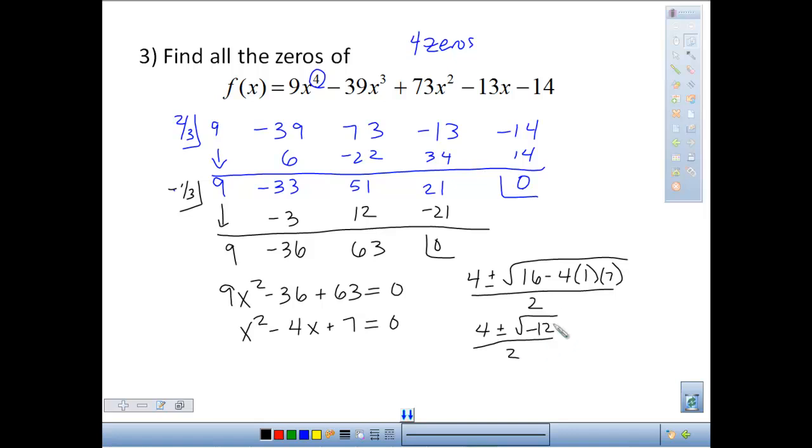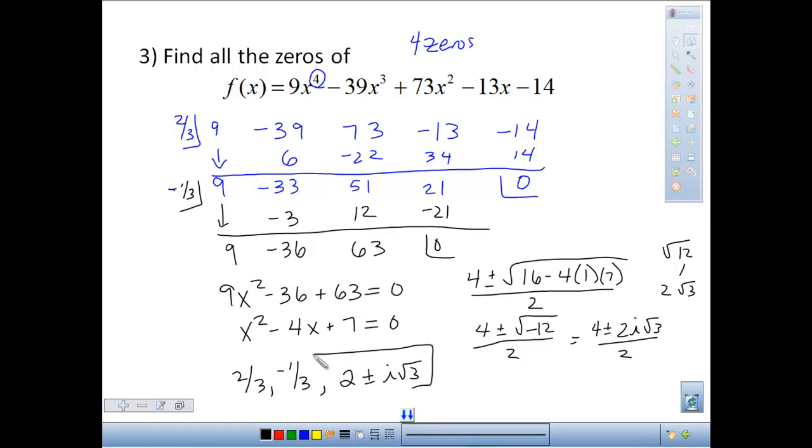And so I know I've got the square root of a negative number, which I know is going to give me i, and I know that the square root of 12 can be broken down into 2 square root of 3. So this is going to simplify into 4 plus or minus 2i square root of 3 because of the negative over 2. Both of these can be divided by 2, so I have basically 2 plus or minus i square root of 3. So my zeros are 2/3, -1/3, and 2 plus or minus i square root of 3.